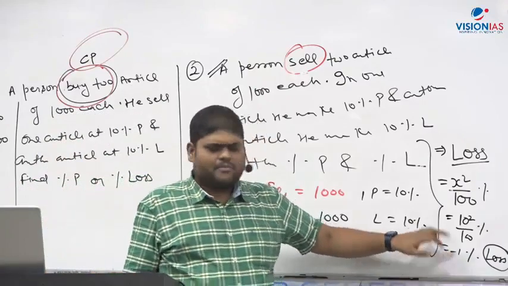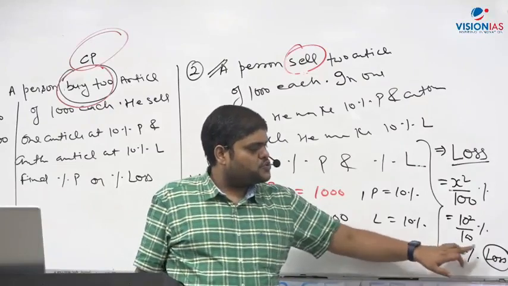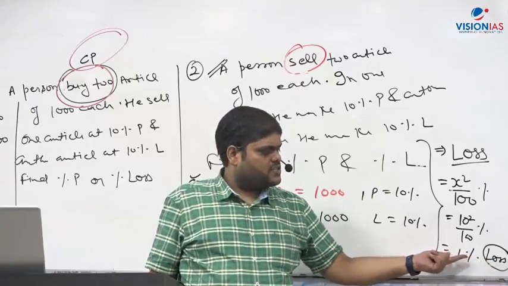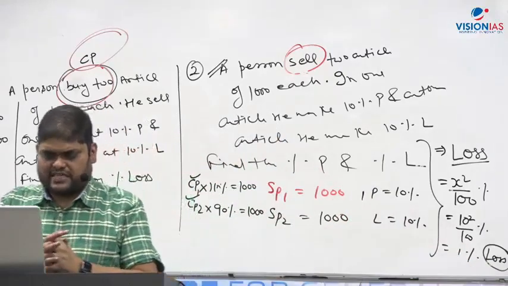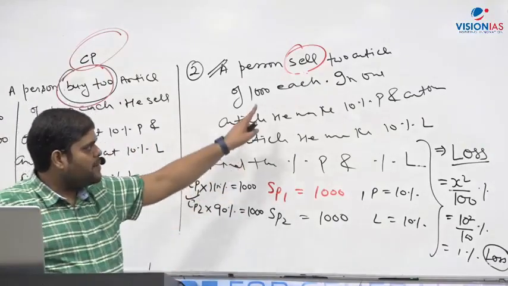If your confusion is why there is a minus here, I am putting the minus only to show the loss. There will always be a loss, so this is 1% loss. I just put the minus to show the loss, nothing else. So this question came in UPSC.